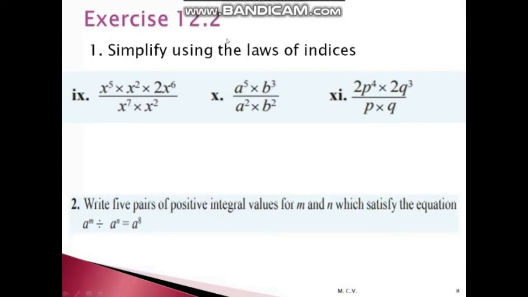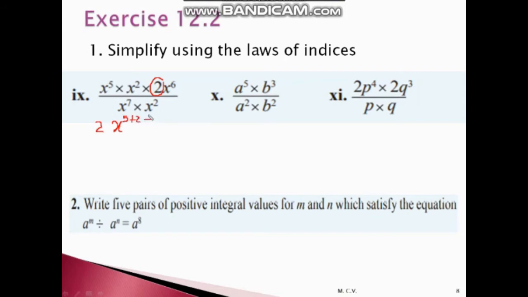Now let's move to exercise 12.2. Simplify using the laws of indices. Now we know two laws. When we multiply powers with the same base, we can add indices. When we divide powers with the same base, we can subtract the indices. First write the number 2. Now add the indices in the numerator: 5 plus 2 plus 6.